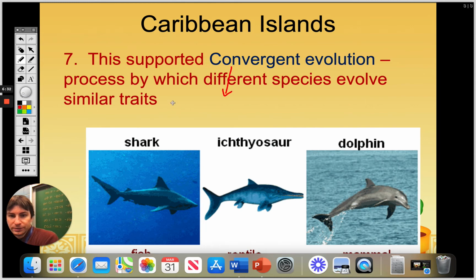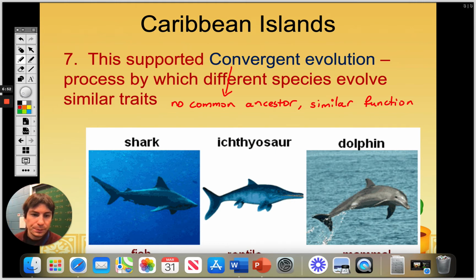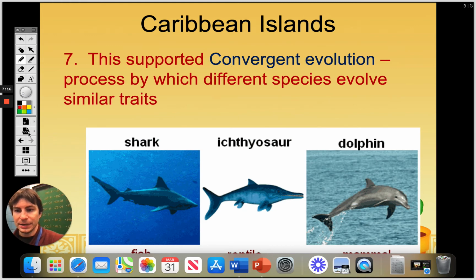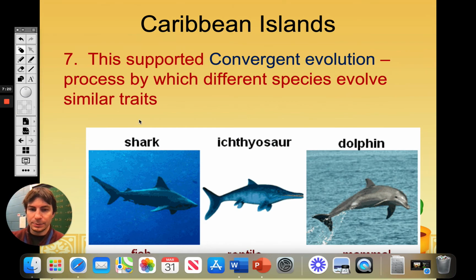So for convergent evolution, we have no common ancestor. No common ancestor. But we do have a similar function. And if you remember, this is very close to what we went over last time, our structures. This is very close to analogous structures. So they have the same exact function, but they do not have a similar internal structure. All right. So that is convergent evolution. Again, no common ancestor, but whatever their adaptations are, they do have a very similar function for them.